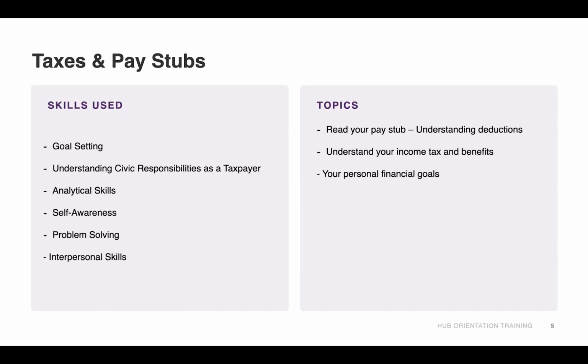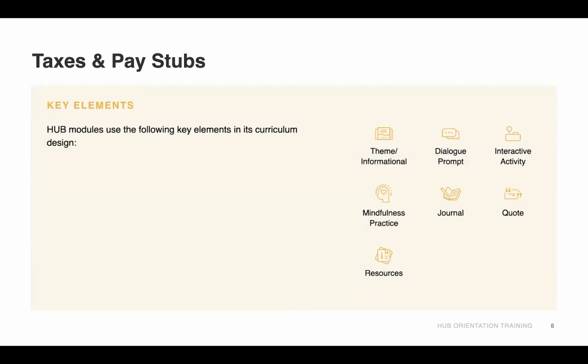The main topics we will go over are reading your pay stub, understanding deductions, understanding your income tax and benefits, and then we go over personal financial goals. Hub modules use the following key elements in their curriculum design: information, dialogue prompts, interactive activities, mindfulness exercises, journals, quotes, and resources. The best way to review the key elements is through a demo of the module.